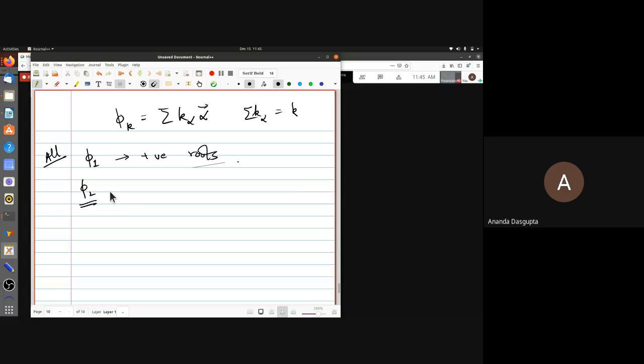So how do we go about this? Alpha and beta are simple roots. Alpha plus beta may be a positive root, but may not be a root, right? So what distinguishes the two situations?